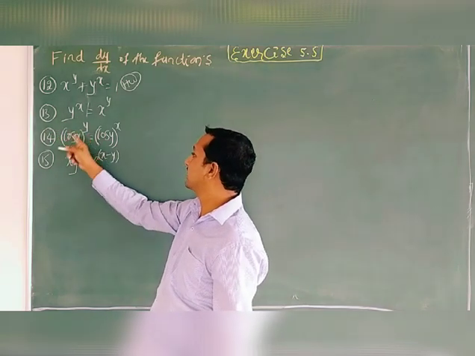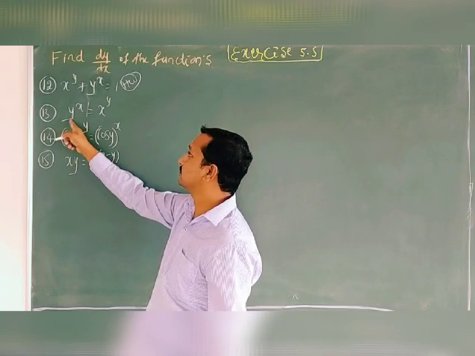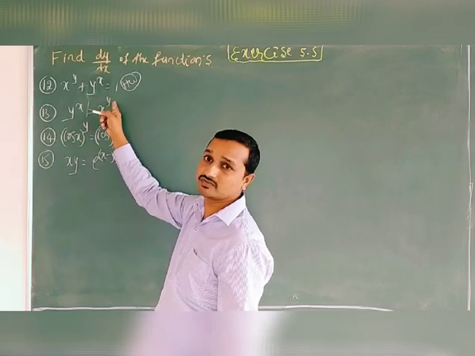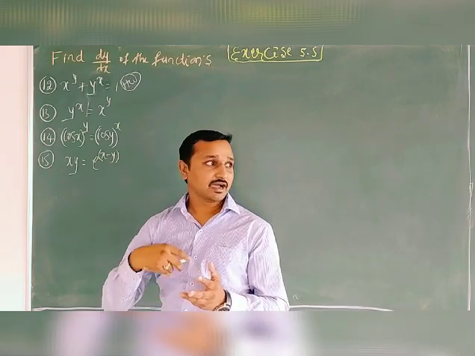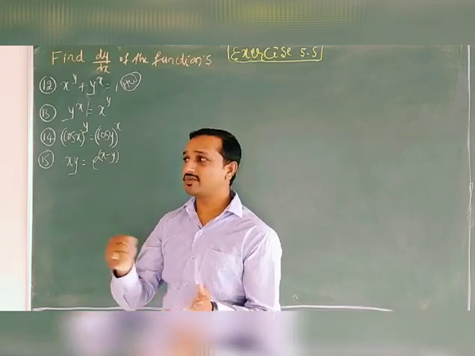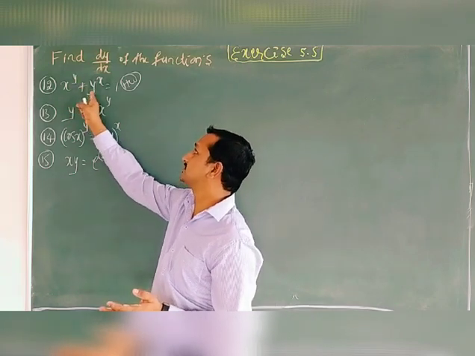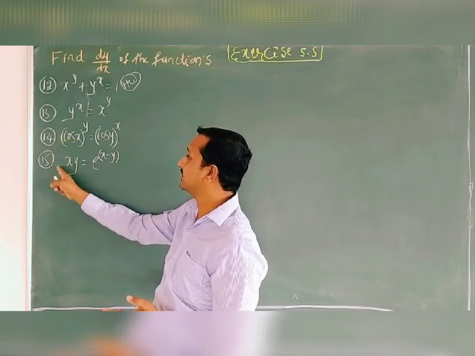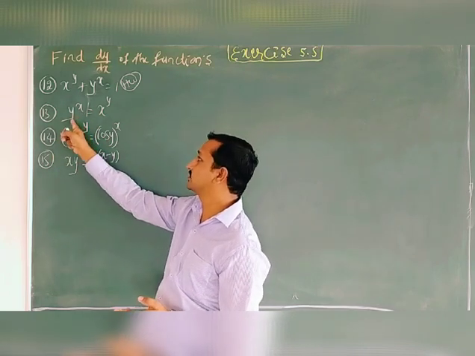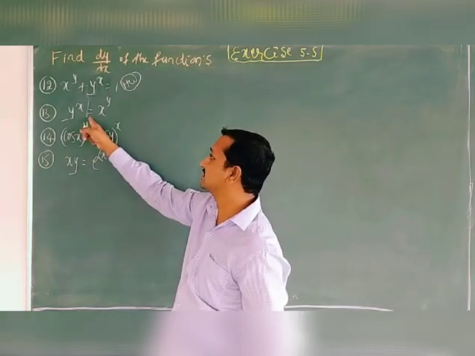These are examples 13, 14, 15: function raised to function is equal to function raised to function. In the previous examples, we had a function raised to a function added to another function raised to a function, a sum of two or three terms, like x raised to y plus y raised to x equal to 1. But here in examples 13, 14, 15, it is function raised to function is equal to function raised to function. It is clear that this is a very easy example.